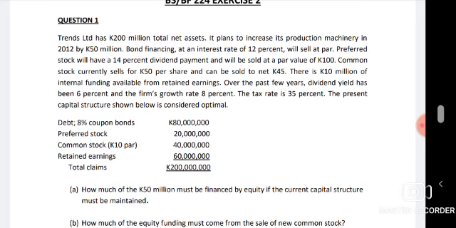So how do you get the cost of preferred stock? It is the dividend over the price of preferred stock. What's the dividend? They just told us that the dividend is 14%, and the stock can be sold at par, which is 100 kwacha.